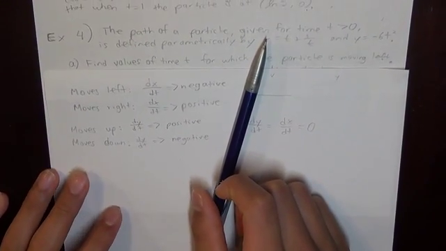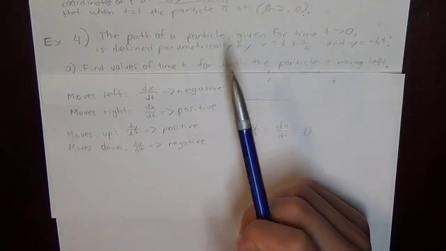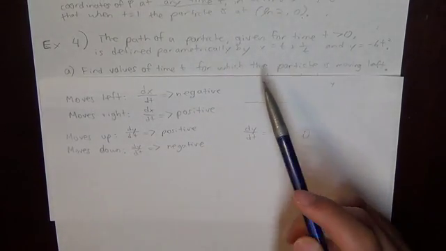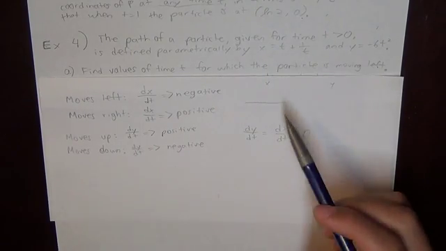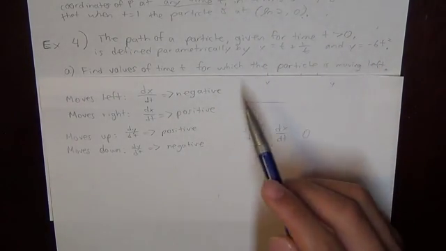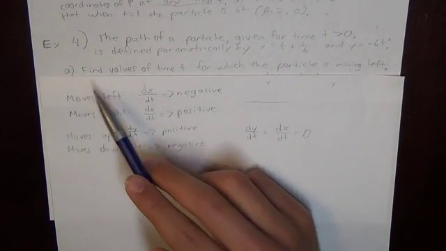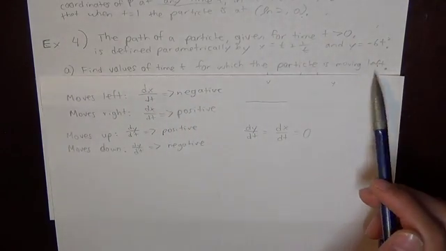Okay, let's look at example 4. The path of a particle for time t greater than 0 is defined parametrically by x equals t plus 1 over t and y equals negative 6t squared. For part A, it says find values of time t for which the particle is moving left.